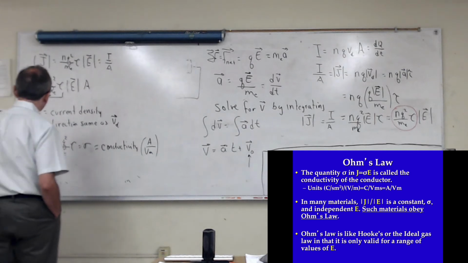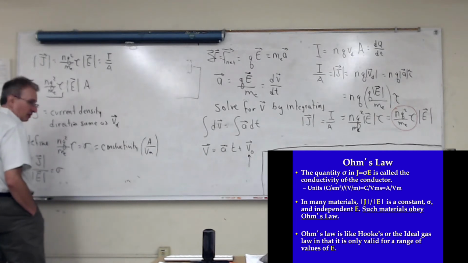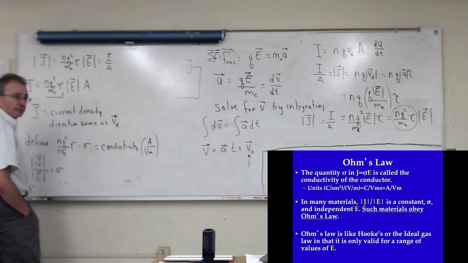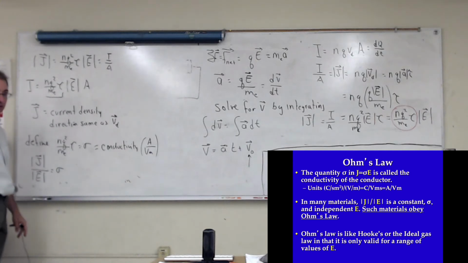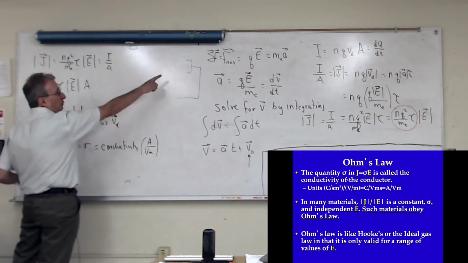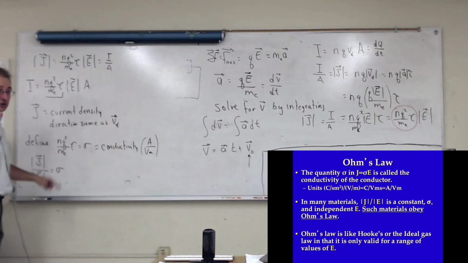If you take the ratio of J over E, you get sigma. And for many materials, this ratio is independent of the applied electric field. It's independent of the applied potential difference between the ends of the wire. This is Ohm's law. This is a material that obeys Ohm's law.